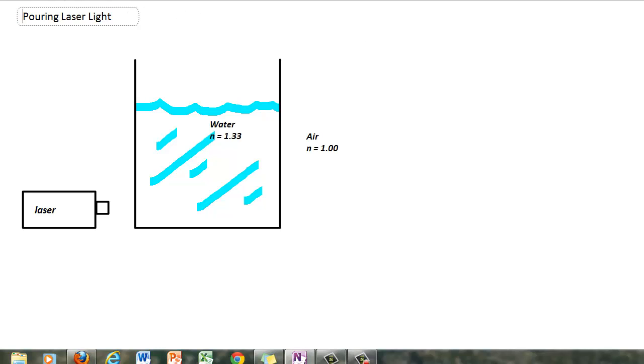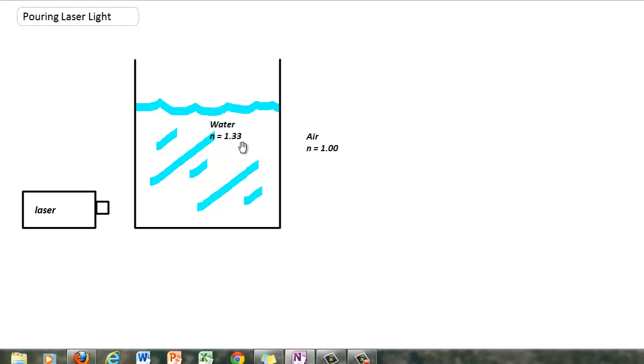Okay, we're going to look at the demonstration where we pour laser light a little bit more closely by looking at the diagram that I've drawn on the page. On the right hand side you see I've drawn a laser. I haven't drawn the laser beam yet, we can assume the laser's off, but it's going to pass through this glass tank that's filled with water.